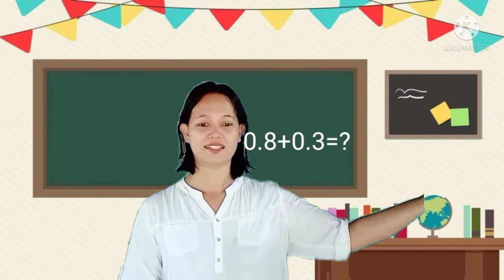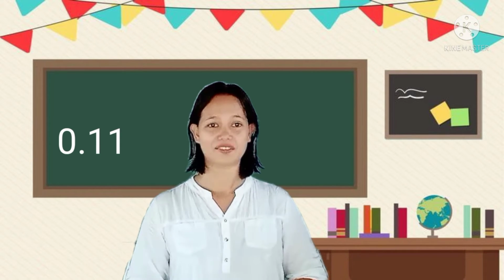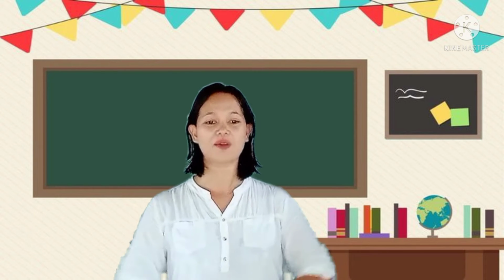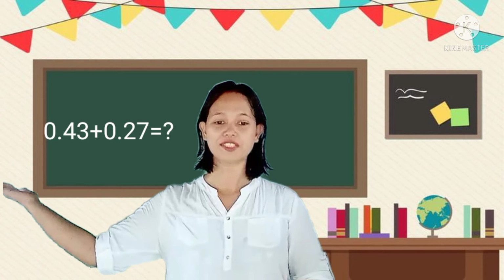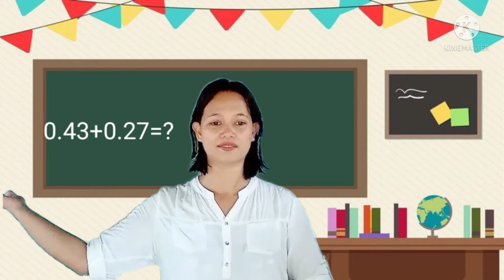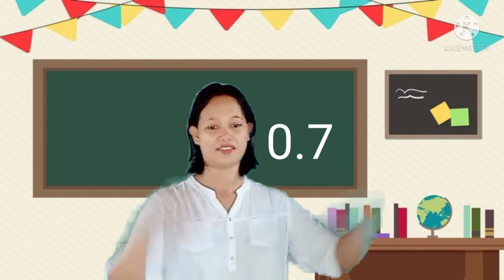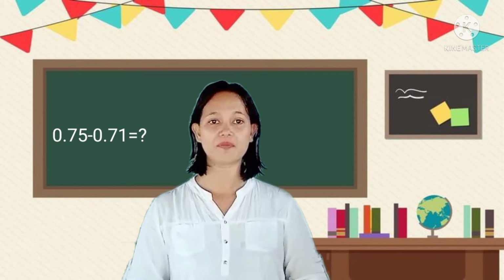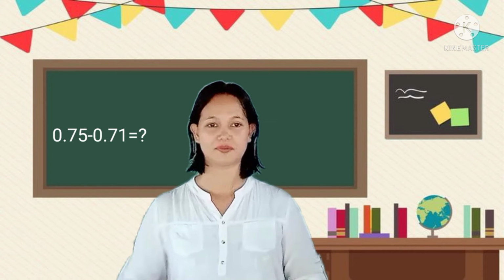0.8 plus 0.3. What is your answer? 0.11. You're right. What about number 4? 0.43 plus 0.27. 0.7. You're right. What about number 5? 0.75 minus 0.71. 1.45. Is that your answer? 1.45? You're right. What about number 6?